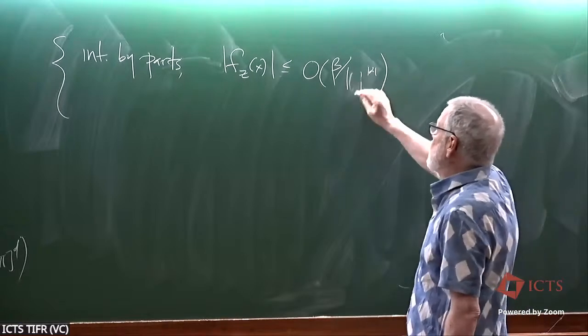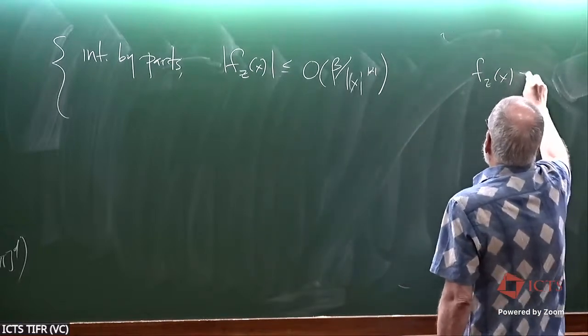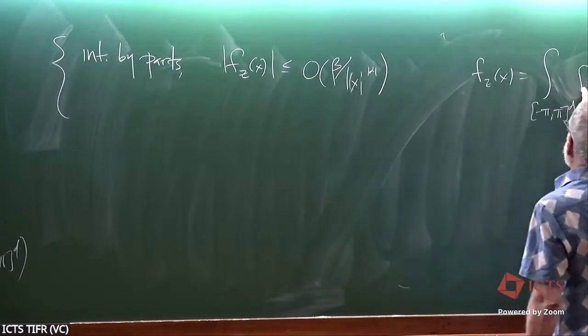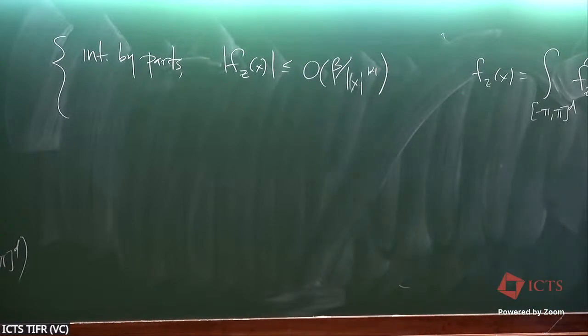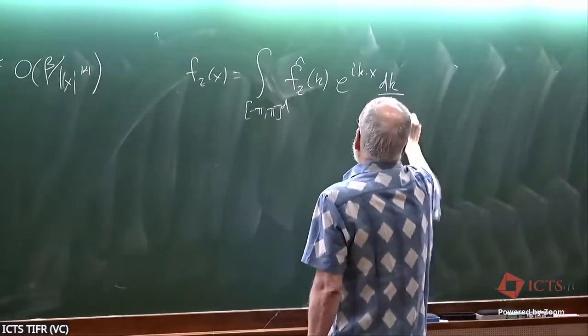This is an x, thank you. Yeah, so f_z of x is equal to the integral over [-π, π]^d of f_z hat of k e^{ik·x} dk over (2π)^d.